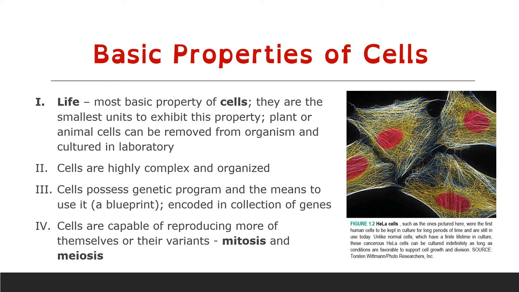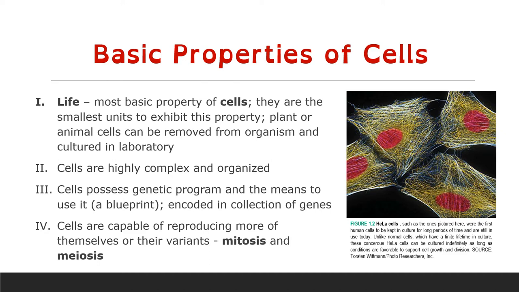Okay, so the next property would be that cells are capable of reproducing more of themselves or their variants. The reproduction process of these cells can be in two forms. It can be through mitosis, and the second one would be through meiosis. Mitosis is the generation of somatic cells in the body that are the precursors of the different cells of the body. Usually, they depict phenotypic characters. For example, the generation of your muscle cells, your nervous tissues, or your red blood cells or blood cells in your body.